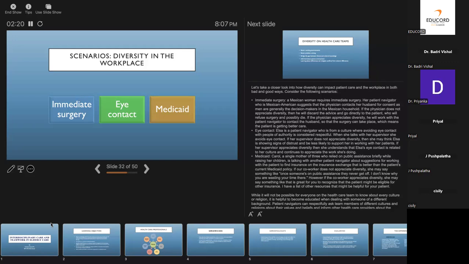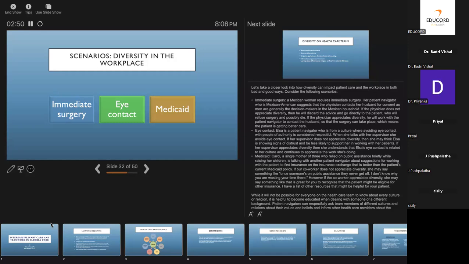What you need to do is you need to actually have an understanding about the cultural, what do we say, the diversity of the population you are actually catering to. Okay. Then having eye contact, a patient navigator who is from a culture where avoiding eye contact with people of authority is considered respectful, when she talks with the supervisor, she always avoids eye contact.